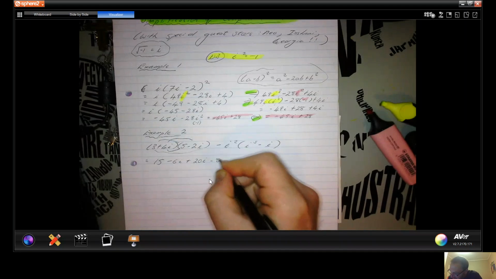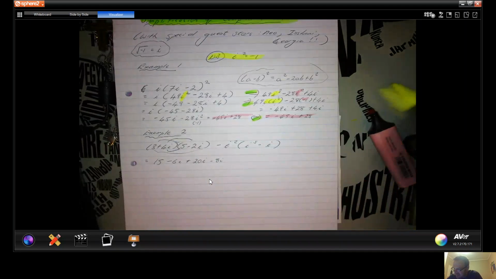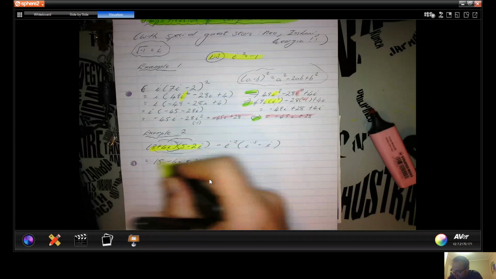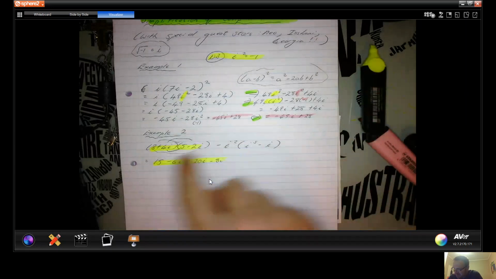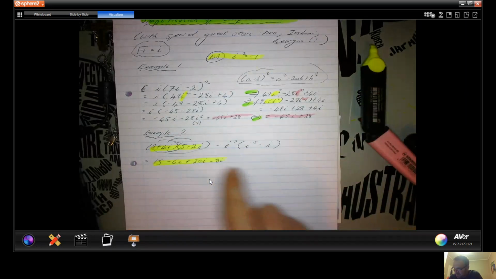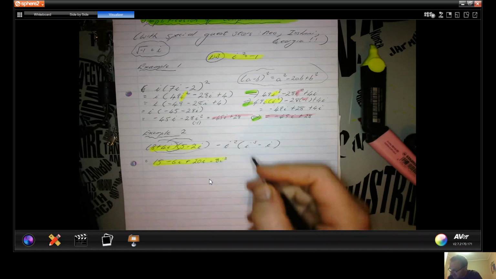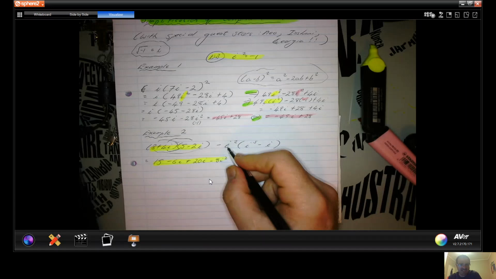Minus 8i squared. Okay, so that is that multiplied out. 15 minus 6i plus 20i minus 8i squared. Any mistakes? I'll do push-ups. I would straight away change i squared to negative 1. It's just going to make your life easier.